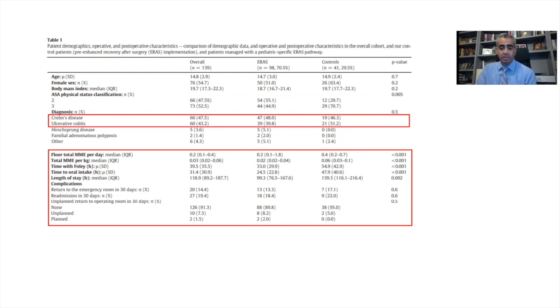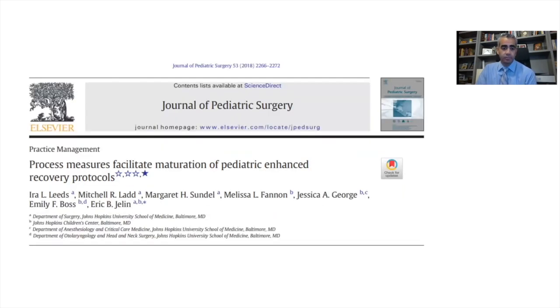What they were able to clearly demonstrate were, once again, decreases in the opioid utilization, decreases in time until oral intake, decreases in the time that patients had Foley catheters in place. They showed a trend towards decreasing complications and length of stay as well. They measured it in hours rather than days, but nonetheless, a decrease in the length of stay.